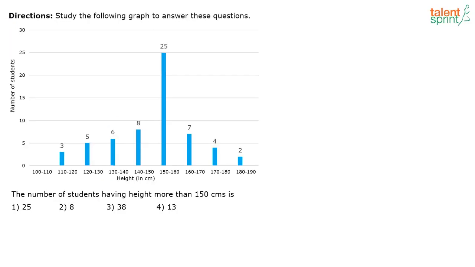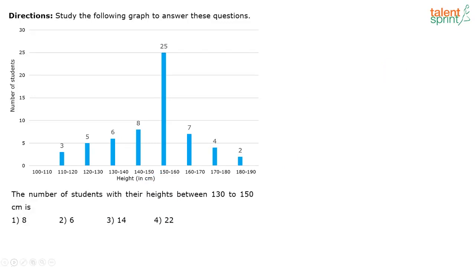Next one. This DI was very easy. What is asked here? The number of students having height more than 150 centimeters is dash. So how many students have height more than 150 centimeters? 25 plus 7 plus 4 plus 2. Again, we are looking at the options. You needn't even calculate all this. Here you know this is 25, so it is definitely greater than 25. There is only one option which is greater than 25. Take that as your answer, 38.